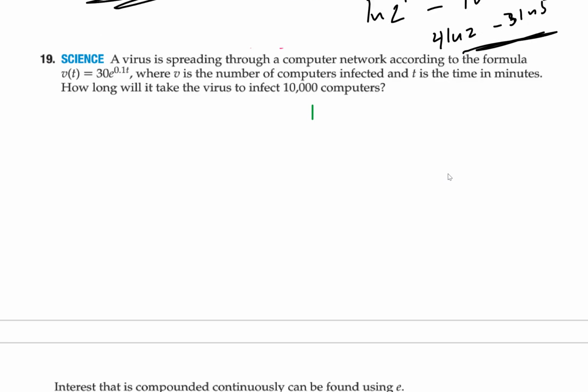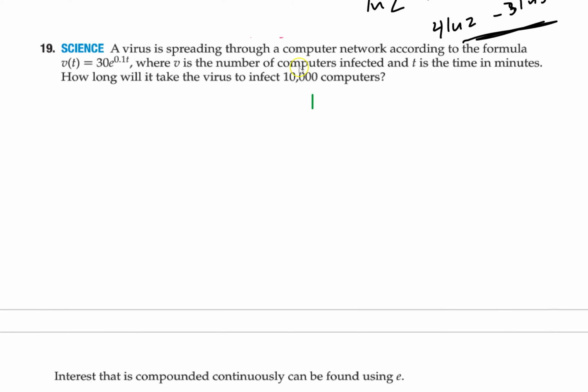Let's talk about some application problems with e's and natural logs. So first one here, a virus is spreading through a computer network according to the formula v(t) equals 30 e to the 0.1 t, where v is the number of computers infected, right? Always important. What do the variables mean? So v is the number of computers affected, and t is time. So look at what it wants us to do. How long will it take for the virus to infect 10,000 computers? So that's my v. I'm looking for time. How long? Time.